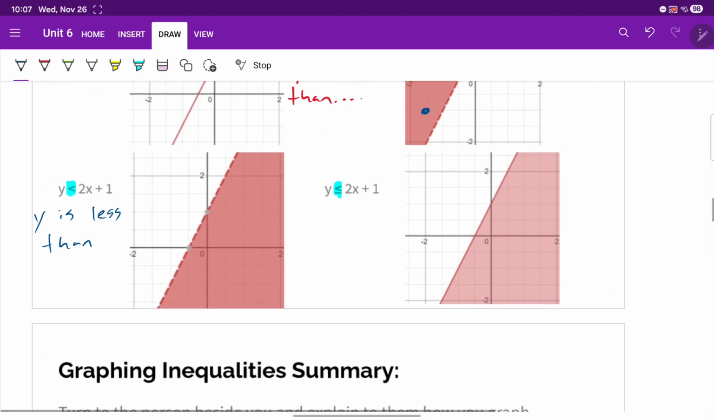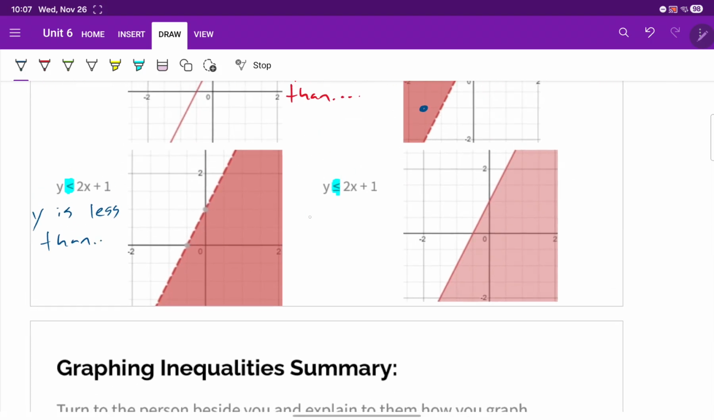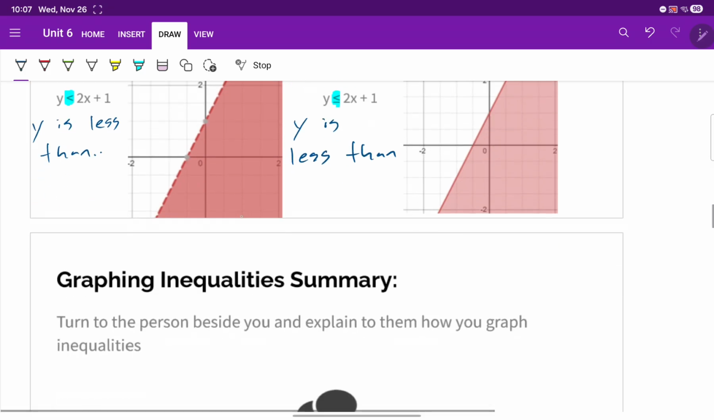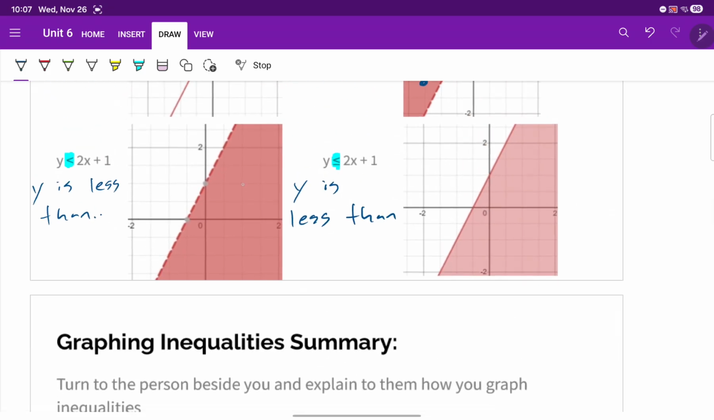In the last one it says y is less than, if I were to read that. And in these ones, same idea. If I pick points, the points I'm picking are all below the line. This is below the line, below the line, below the line. All of those points are below the line, so technically the entire shaded region is below the line.